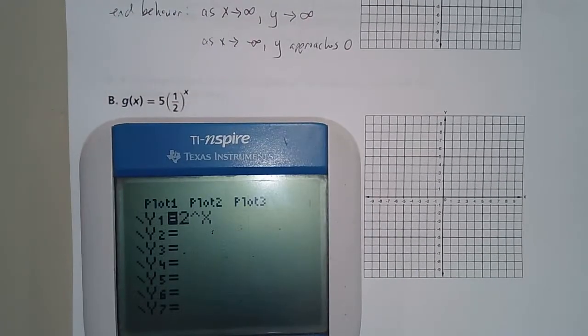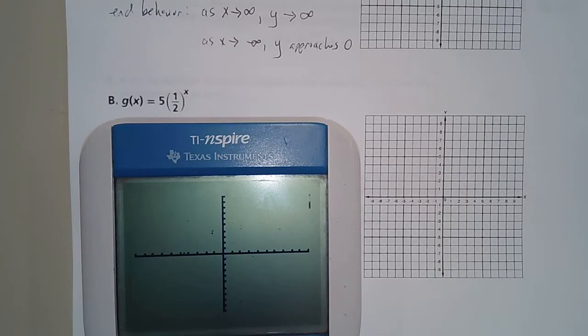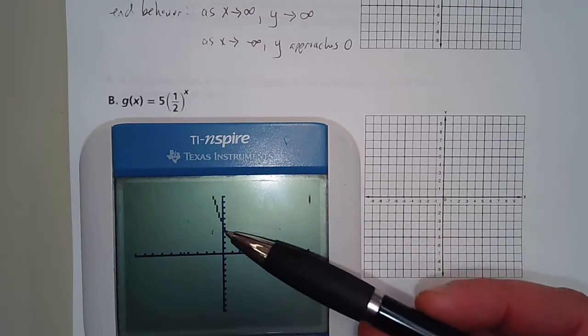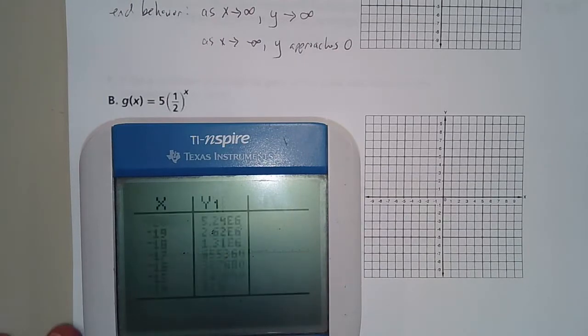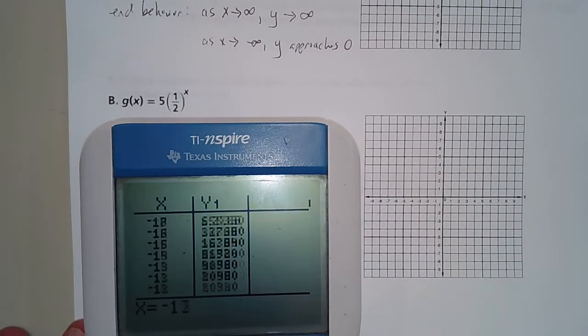So same thing, we're going to type it in. We have the 5 times 1/2 to the x. We graph it. You're going to see this one comes up and levels off in this direction. Kind of looks sort of like a mirror image in a way. But let's do the same thing. We'll get some points plotted.